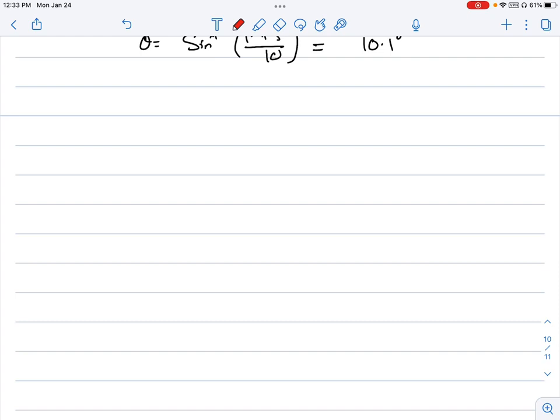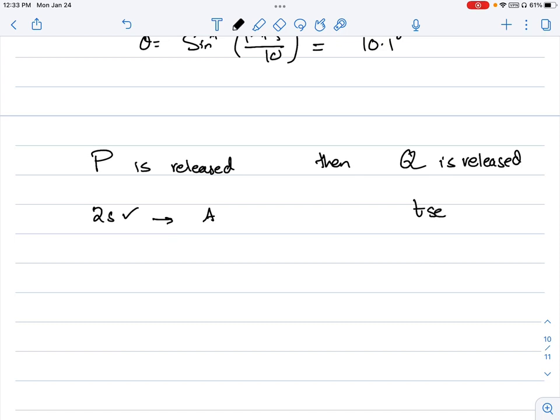So what is happening? First P is released. Then it travels 2 seconds and reaches A. Then Q is released. It travels t seconds. So P has traveled 2 plus t seconds total time, whereas Q has traveled only t seconds.